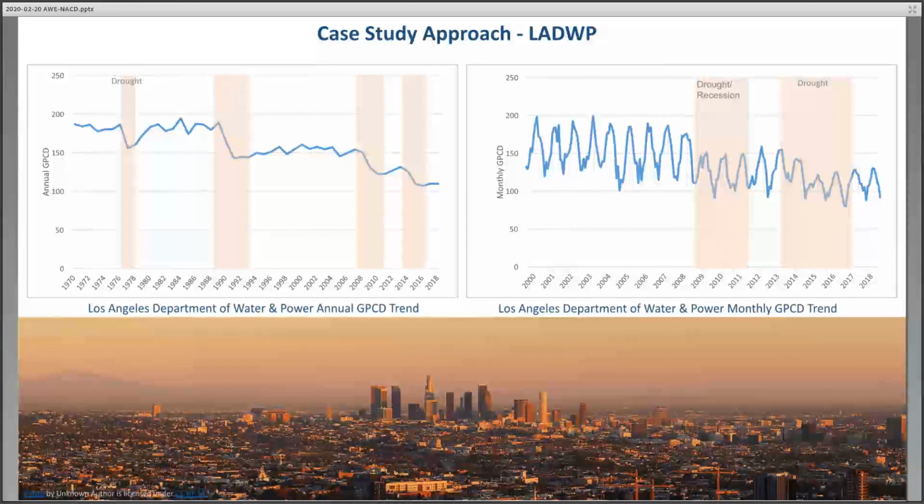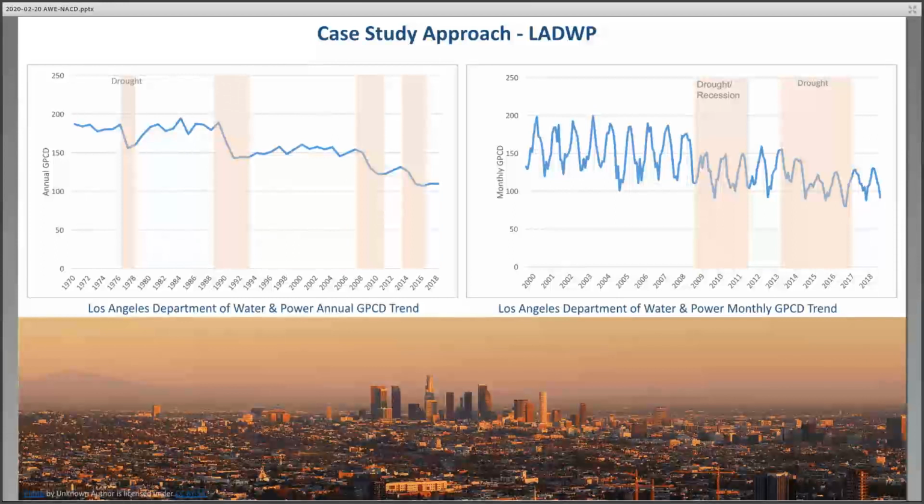report. So these two charts are showing gallons per capita per day water usage for Los Angeles. And here we're looking at annual gallons per capita per day all the way back to 1970. These orange bars are showing periods of drought. You can see these huge declines in water use. And you can also see that the trend over time is downward. And that's for a variety of reasons.